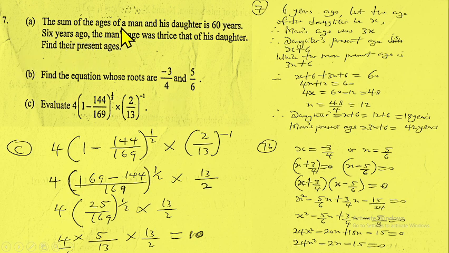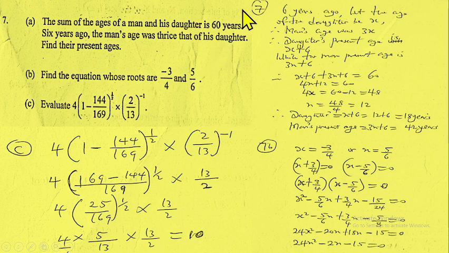Now some of them will start the solution from here. Of course, if you understand it very well, you may likely do it from here, but I think the next line should be the first point of focus, if you understand this question very well. Now, 6 years ago, the man's age was thrice that of the daughter. So 6 years ago, if I know the age of the daughter, I will know the age of the man.